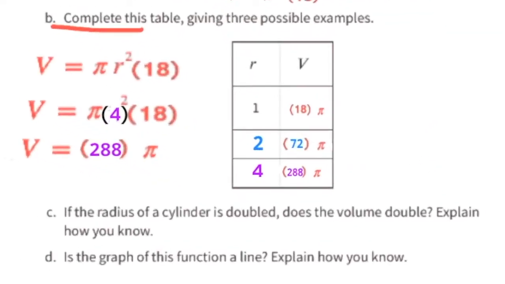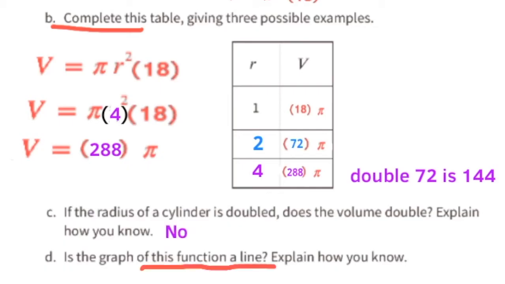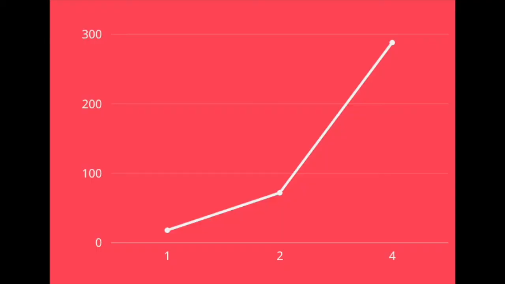Let's go back to the chart and look at the volume when the radius is 2. Doubling 72 would give you a volume of 144. But as you can see here, when you double the radius of 2, you have a volume of 288 times pi. So I would say no. D. Is the graph of this function a line? Explain how you know. I've graphed these 3 points on a line, and as you can see, they do not form a straight line.